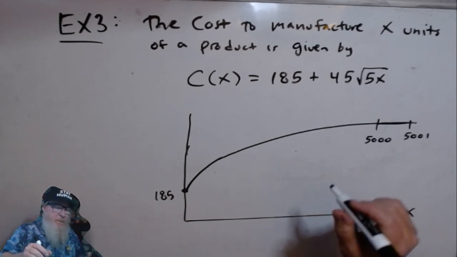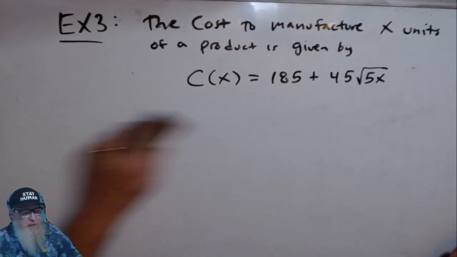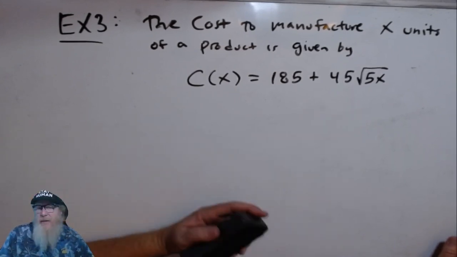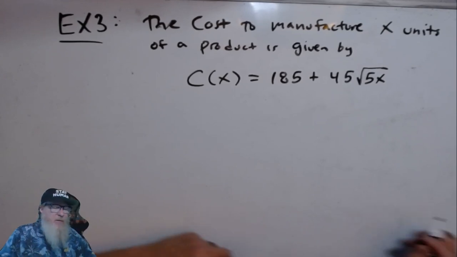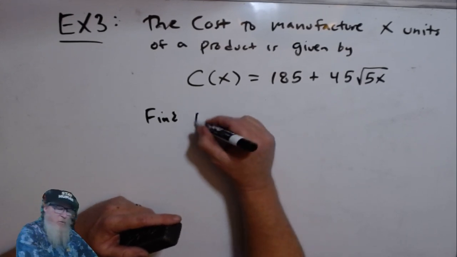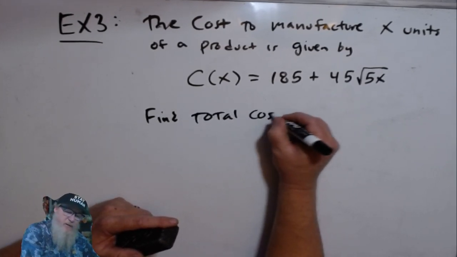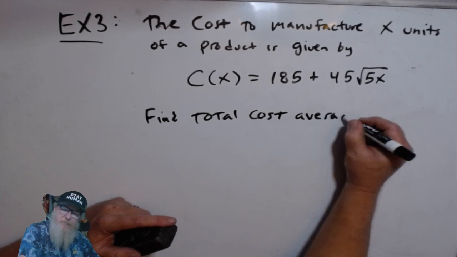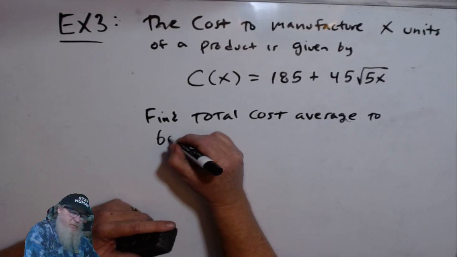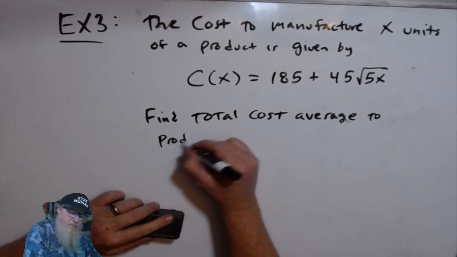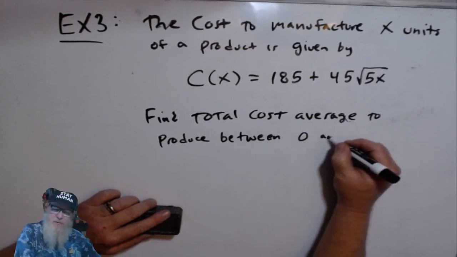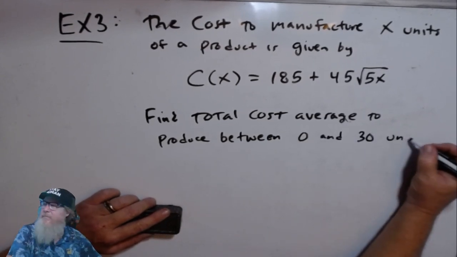Now, that's just to give you an idea of what this function represents. So I'd like you to be able to solve the problem with some background. I want you to find the total cost average to produce between 0 and 30 units.